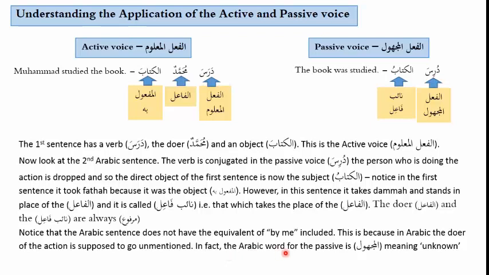In fact, the Arabic word for the passive is majhul, meaning unknown. It is not known. So, fi'l al-majhul means the one that is doing the action is unknown. So we don't have anything to indicate who's doing the action. Right? Al-kitabu is standing in the place of the fa'il, so it becomes the na'ibu fa'il. So those are two words that you have to pay attention to.